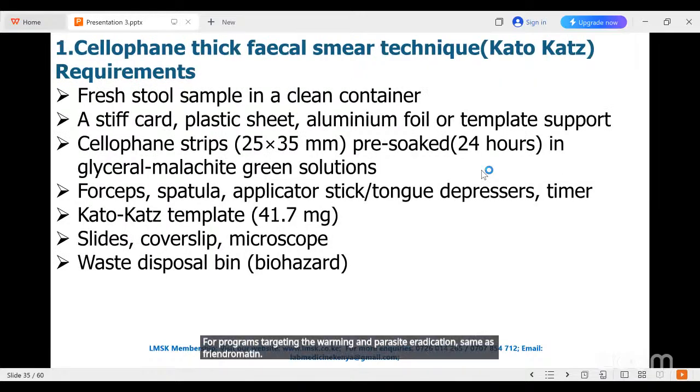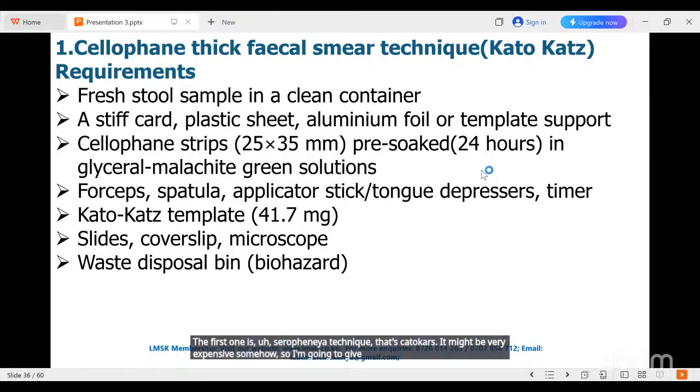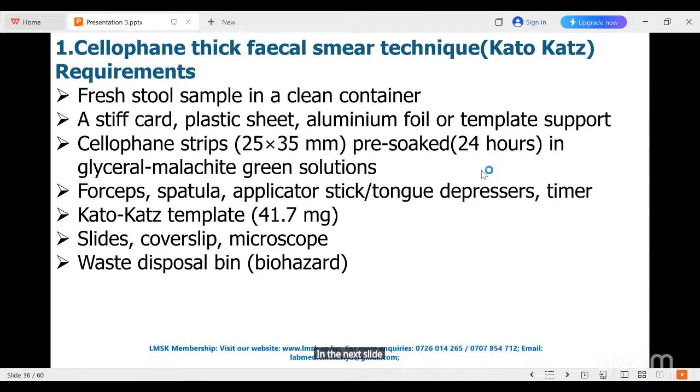You can also do this one for programs targeting deworming and parasite eradication, same as granular mapping. The first one is a cellophane thick smear technique, that's Kato-Katz. It might be very expensive somehow, so I'm going to give you an alternative in the next slide. But this is what you need for Kato-Katz technique. You are doing a study in the same.